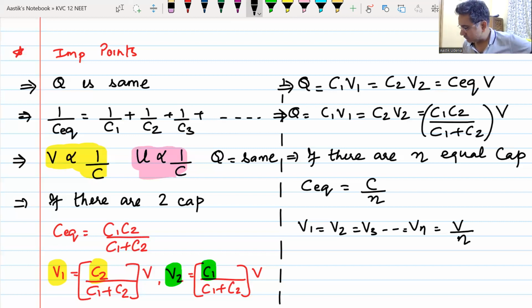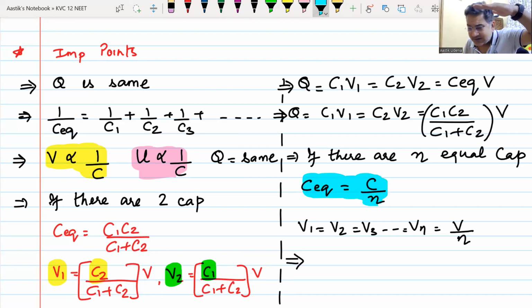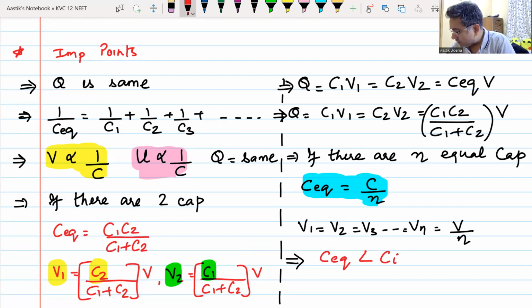One more point that you could add here. Whenever capacitors are connected in series, you can see here that the equivalent capacitance becomes C by N. So actually the equivalent capacitance is less than the original capacitance. That is what you need to remember. Whenever capacitors are connected in series, the equivalent capacitance will always be less than any of the capacitors.